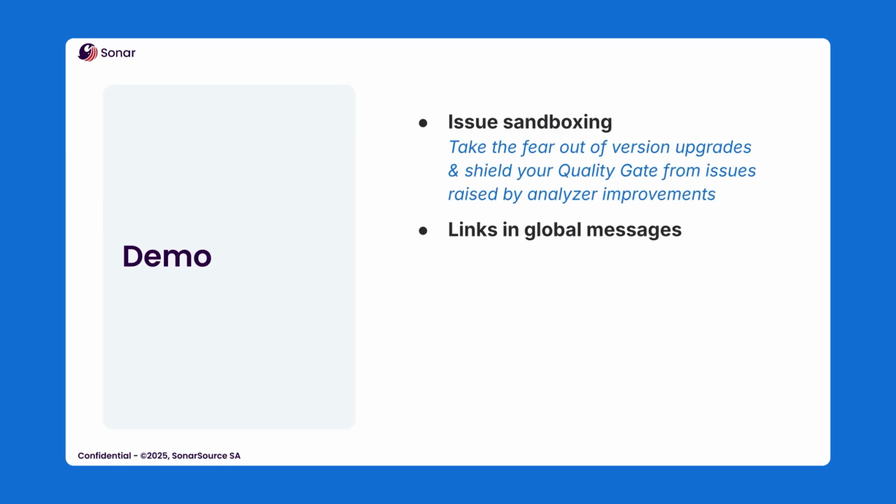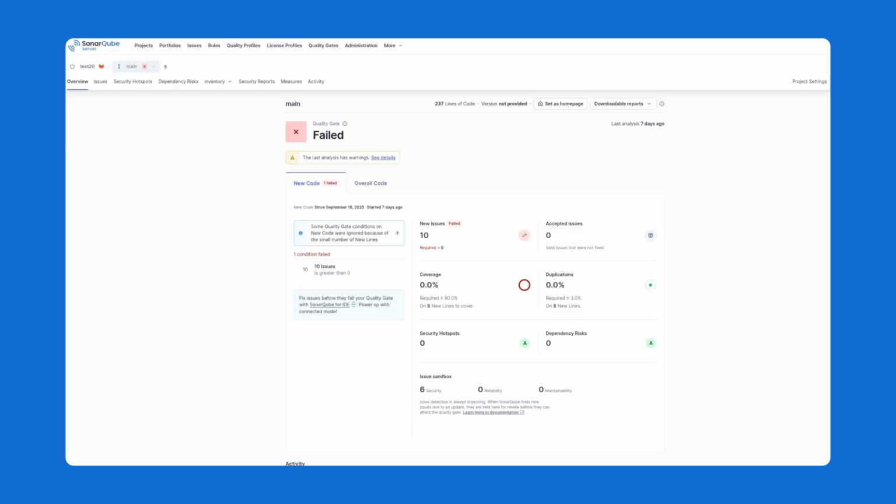And that's because every new version ships updated analyzers, and those analyzer improvements can include not just new rules, but also updated rules that are smarter and find issues now that they didn't before. Now, even though we backdate those rules to take them out of your new code period, it can still blow up your quality gate if you've got a condition on, say, no blocker bugs in overall code. And that's why we invented issue sandboxing. So let's take a look at what that looks like.